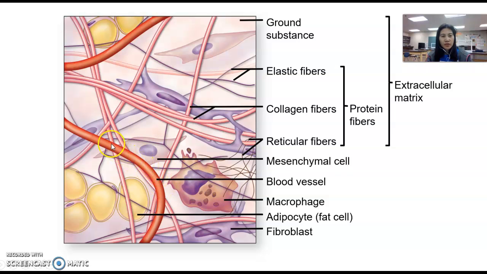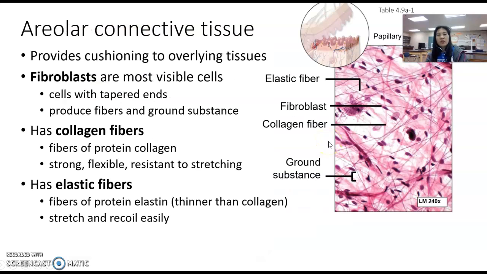The blood vessel is this red one here where the blood passes through. Macrophage, adipocyte, or the fat cell. This is the yellow colored one, and the fibroblast. So as you can see, we'll discuss what are these. Okay, first one here is fibroblast. Let me say, what are these?